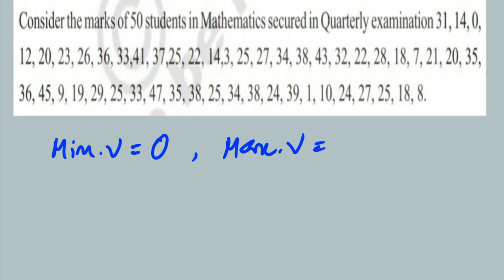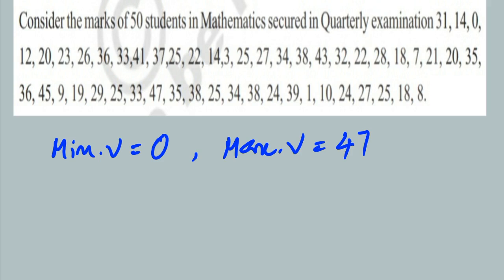First thing we have to do is observe the data carefully. After that, first we are going to find the minimum value. Minimum value means the lowest observation, and easily we can find it: 0 is the lowest observation from the given data. Maximum value means the highest observation, and the highest observation is 47. So after observing the data, first we find the minimum value and maximum value. Both things we got. This is the first step.